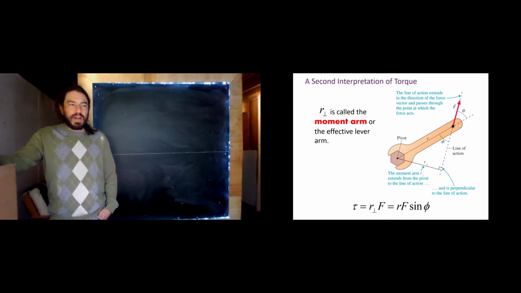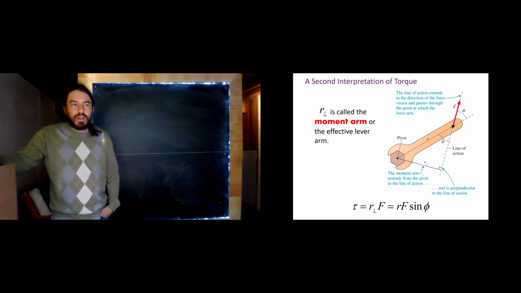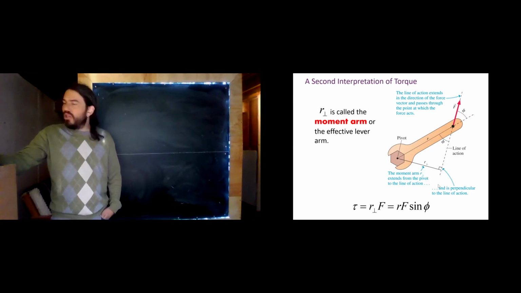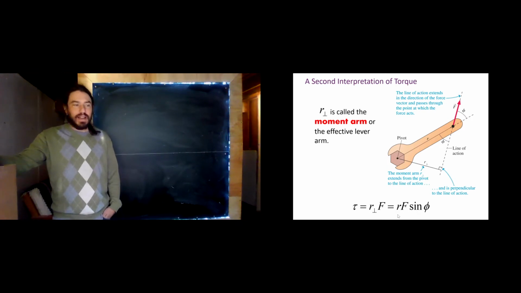In other words, all of this radius doesn't count towards increasing our lever arm if the force is not perpendicular to that. It's only the perpendicular distance to the line of action. Again, not a new definition, not a new equation even, just a new way of organizing this same equation in our brain. If we group the R and the sine theta together, we can call that the moment arm.